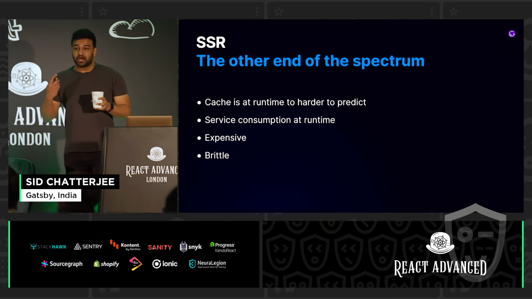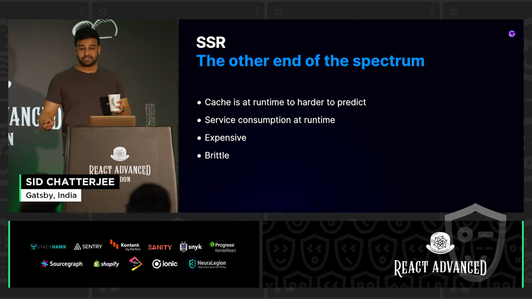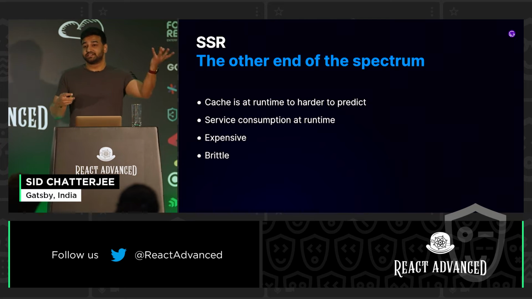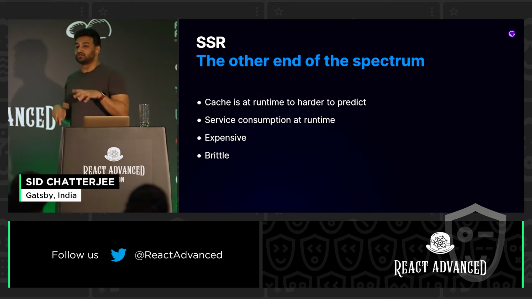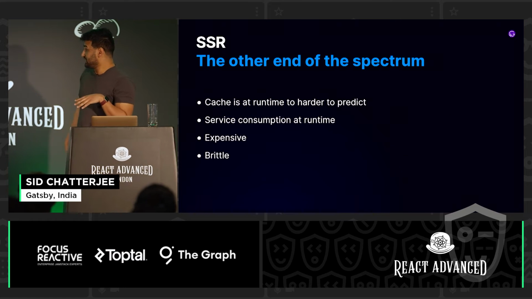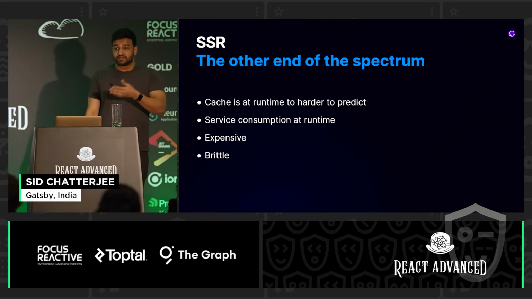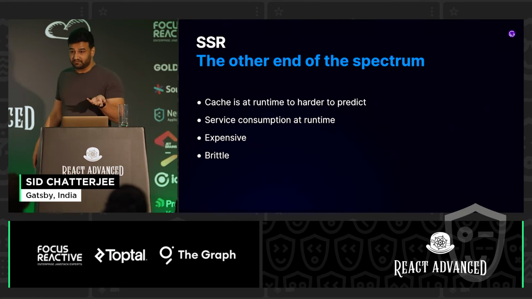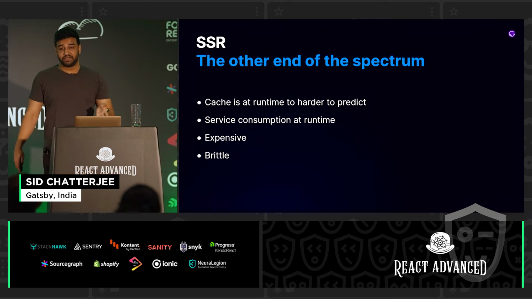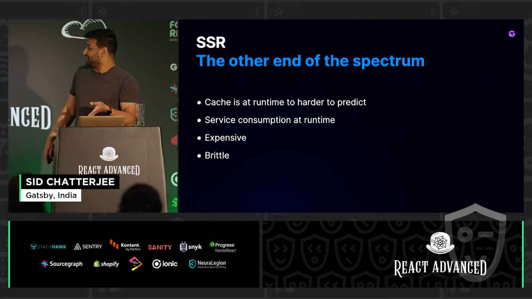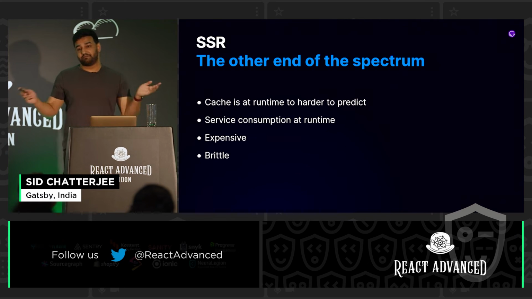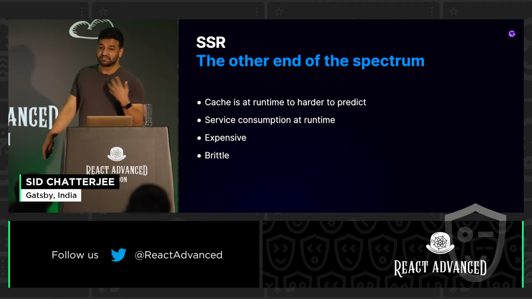Cache is much harder to predict. It's not deterministic. Cache tends to be user-specific, sometimes even edge-specific, right? It's hard to know what is cached at what point in time for your site, for all your users. You also consume all of these services and APIs at runtime. Remember Facebook going down a couple of weeks ago? I mean, if they can go down, our APIs can go down too, right? And let's say that happens at runtime when you try to visit a page. What happens? Your page doesn't render, so it's brittle.